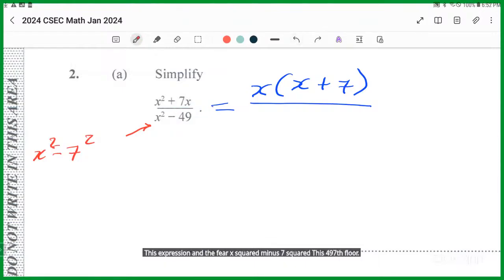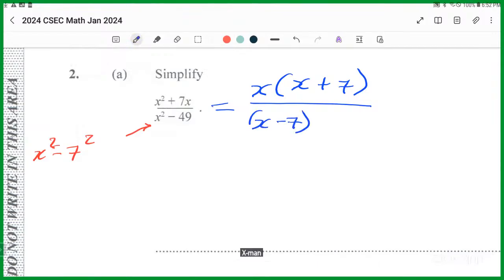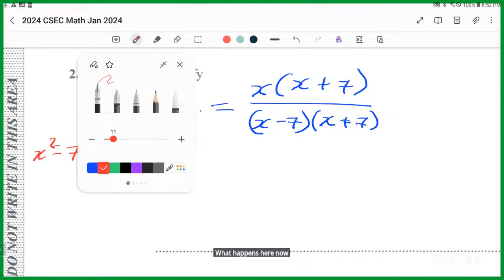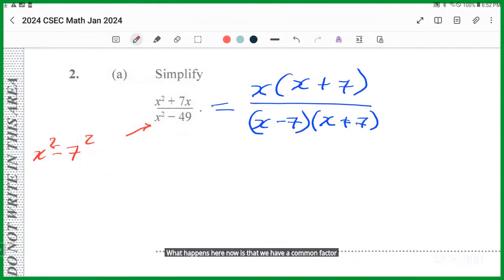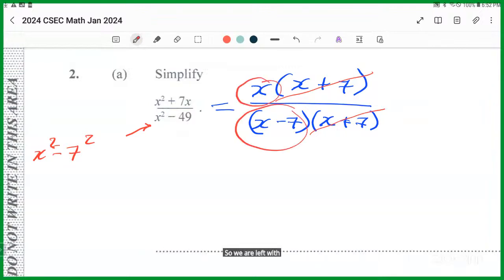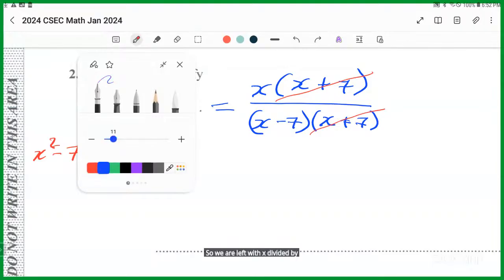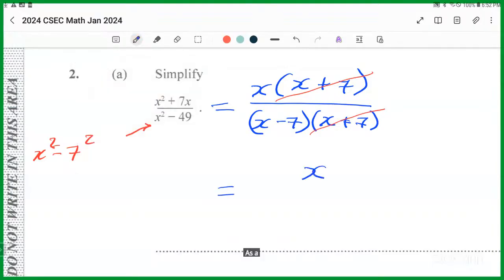The difference of two squares is the difference of the numbers times the sum of the numbers. So it's x minus 7 times x plus 7. And what happens now is that we have a common factor in the numerator and the denominator. This x plus 7 cancels with x plus 7. And so we are left with x divided by x minus 7 as the simplified form.